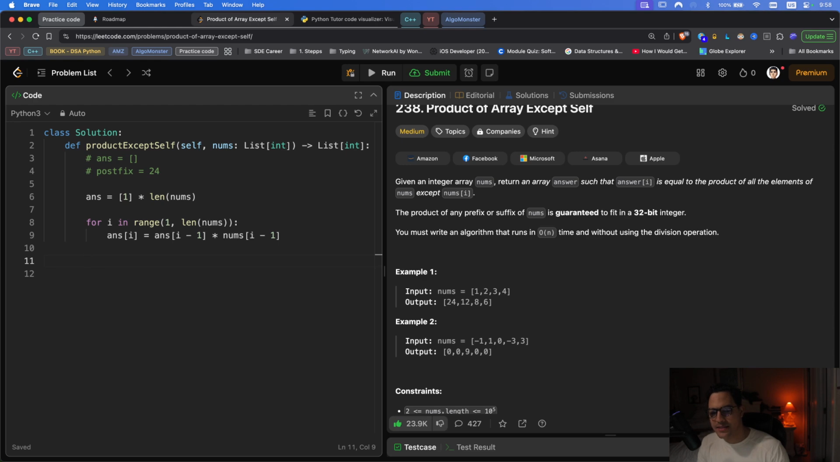Now, in the second pass, we would have to create a postfix as we talked about before. We're going to initialize that at 1 again, because we want to make sure every time we calculate something by the product, we have a number. There's nothing to the left of the first number. There's also nothing to the right of the last number. Okay. So we're creating that at 1.